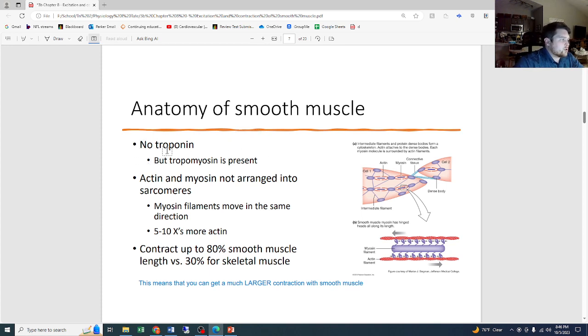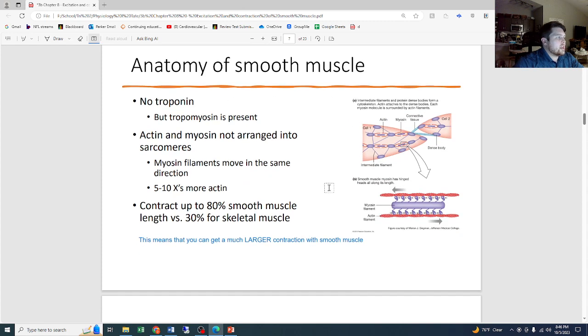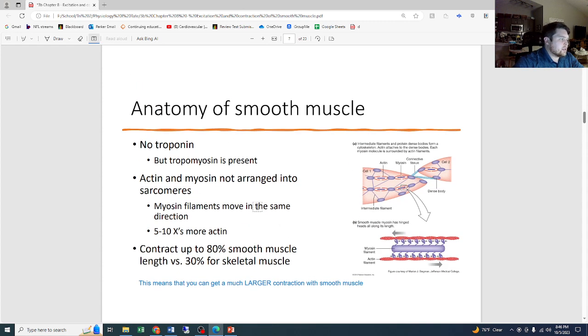So there is no troponin in our smooth muscle. As well, the actin and the myosin are not arranged into sarcomeres. Remember, the sarcomeres are what give skeletal muscle that striated appearance. So we do not have that sarcomere structure in the smooth muscle. The myosin filaments are all going to move in the same direction.